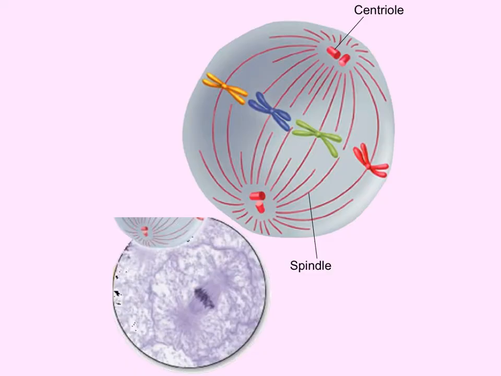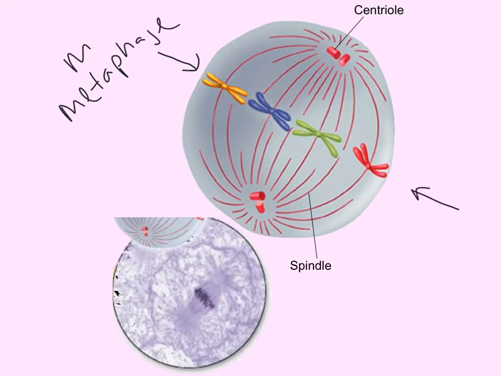Alright, so once again, here is metaphase in a diagram. You can see they're all lined up in the middle. M is for metaphase. And that just means the chromosomes are all lined up in the middle. Chromosomes are in the middle, that means metaphase.